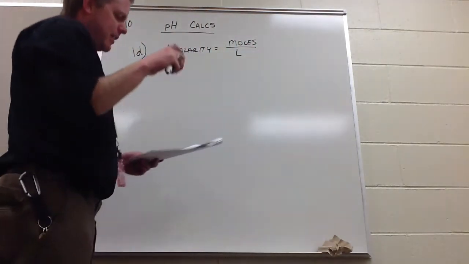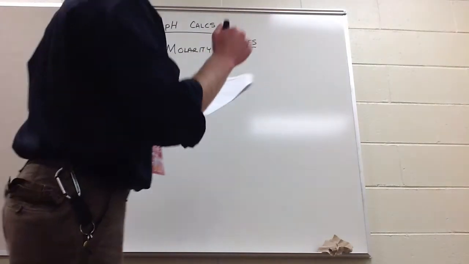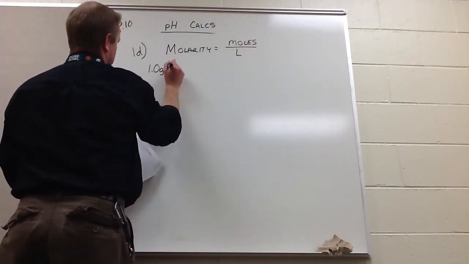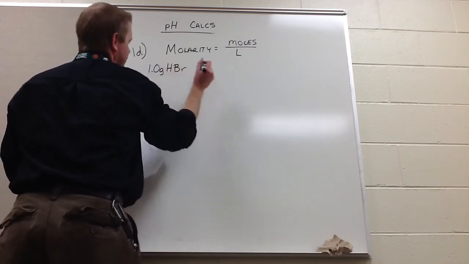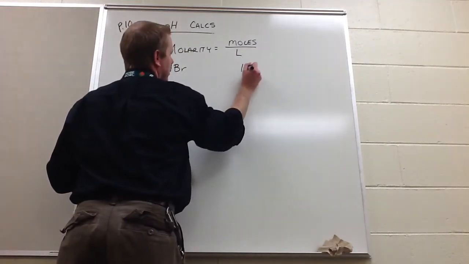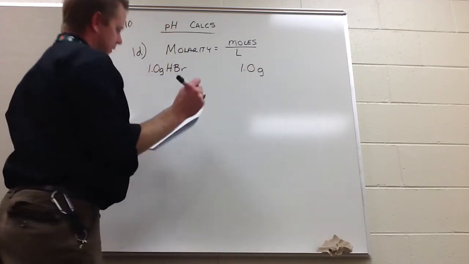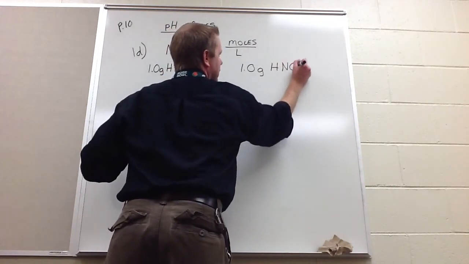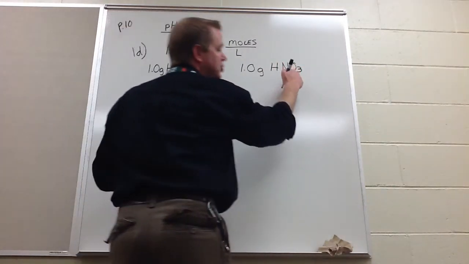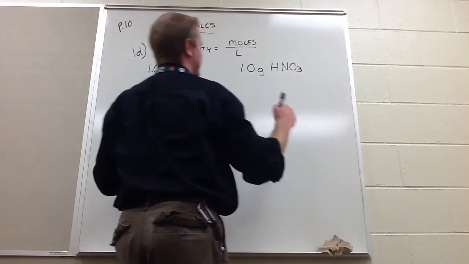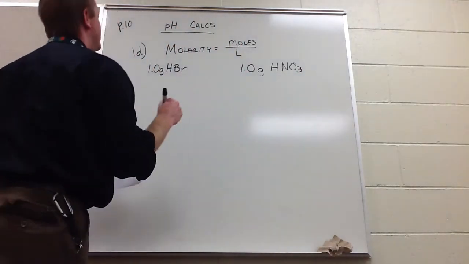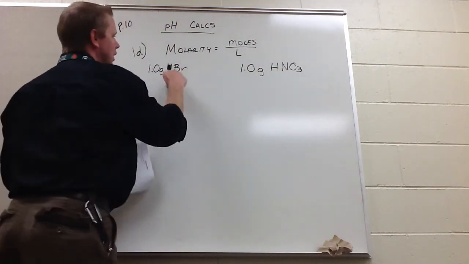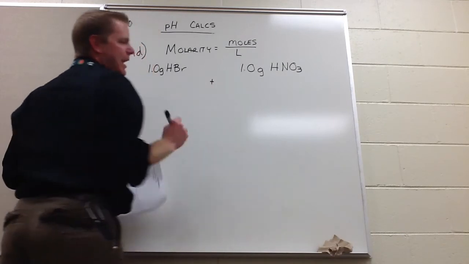Now, in letter D, you have 2 things that are given to you. You have 1.0 grams of HBr, and you likewise also have 1.0 grams of nitric acid, which by definition is HNO3. Nitrate, ate, and ick. So the first thing you need to do is figure out the moles. Now since these are both acids, here's what's cool about this. You can turn these into moles and add them together.